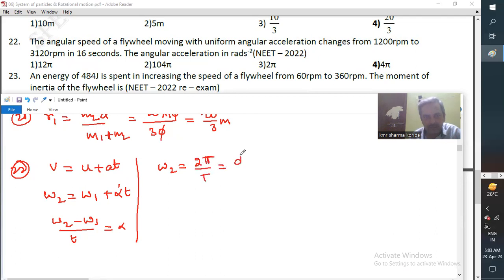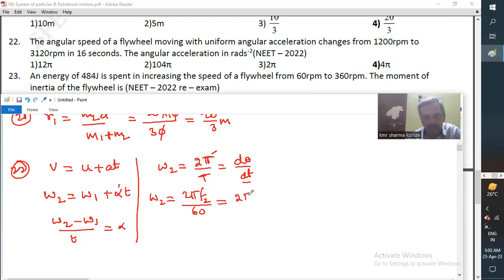Because angular velocity is angular displacement divided by time. For a complete rotation, it makes an angle of 2 pi radians, and the time taken is now renamed as the time period. Therefore, omega 2 is equal to 2 pi f. This is for a 1 second calculation. Here we use 60 seconds because RPM is mentioned.